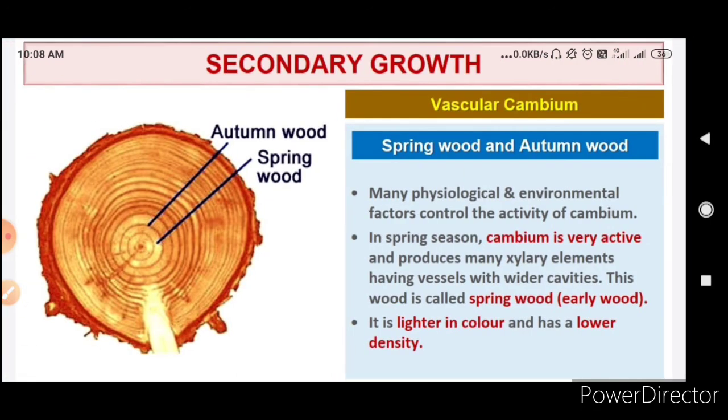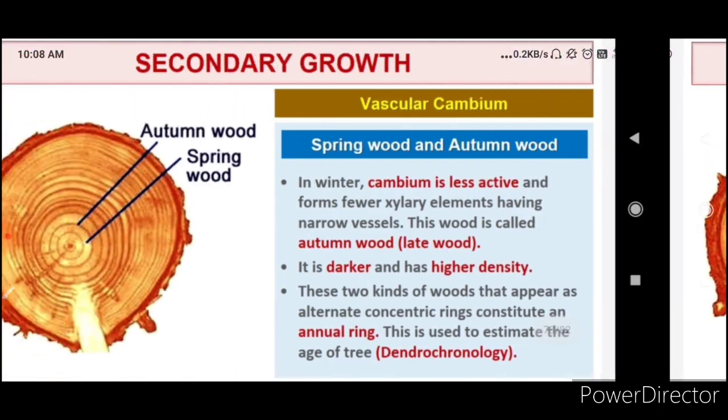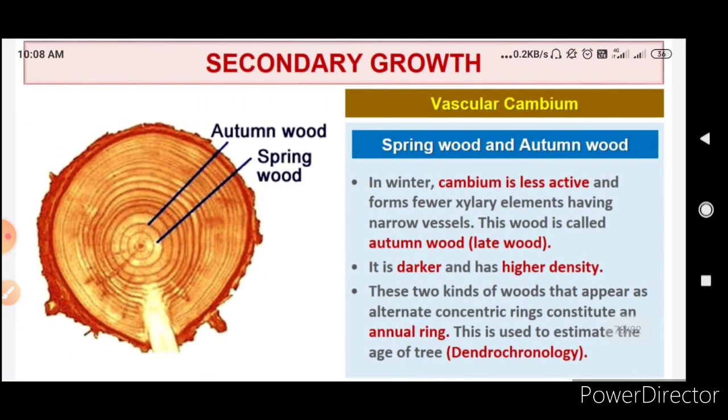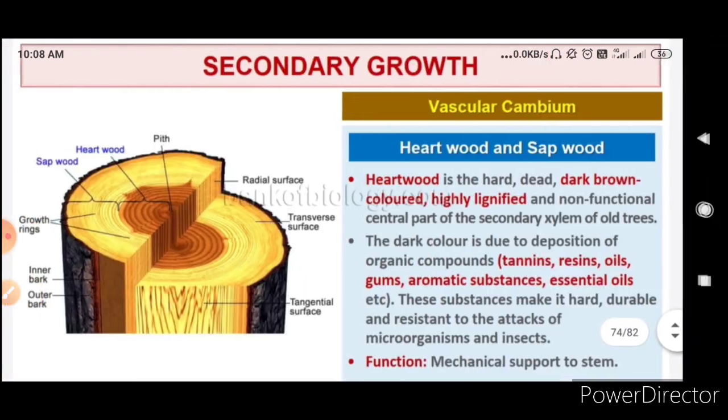We studied two types of wood, that is the spring wood and autumn wood. In spring the cambium is more active, so more xylem elements were formed and they were having wider cavities, so it was light in color and lower density. And autumn wood was the late wood, it was darker in color and higher in density because the cambium was less active and fewer xylem elements with narrow vessels were formed.